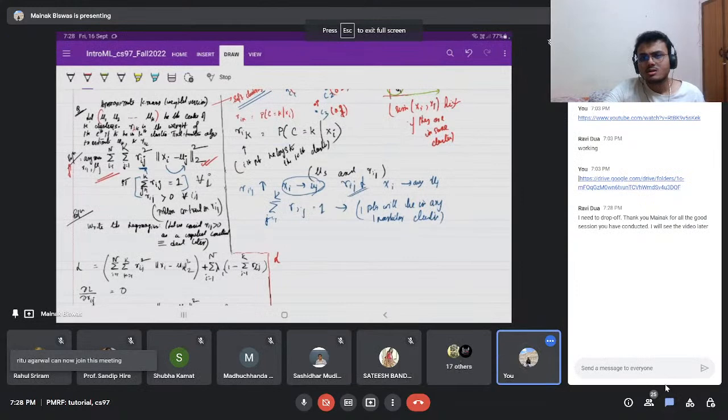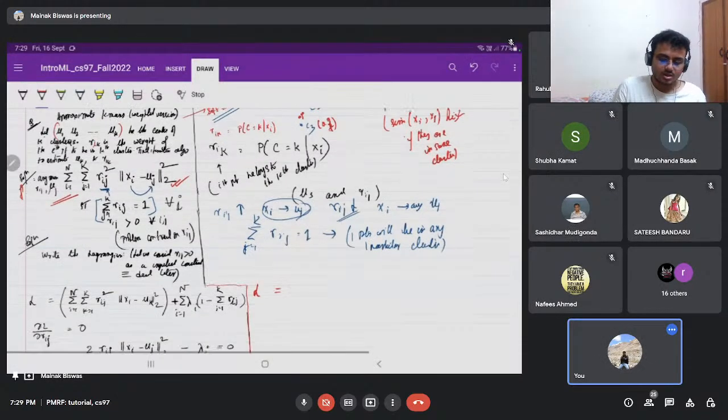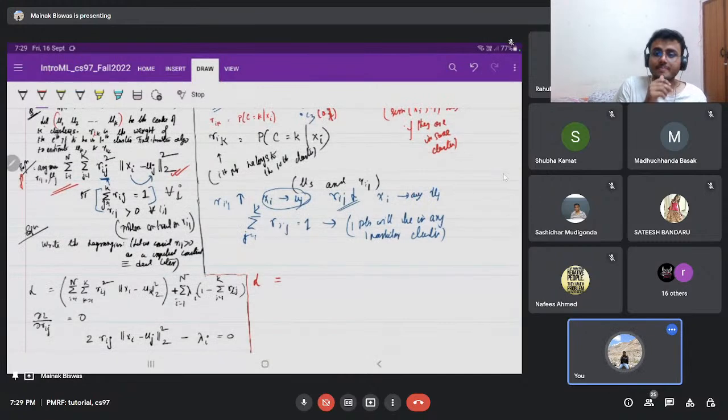Okay, sure. You can look at the YouTube video at your own time. That's not a problem. So you see, this Lagrangian can be written as the sum over i equal to 1 to n. I'm writing only this function. As I told you, this is f, and this is the constraint g. The sum over j equal to 1 to k of R_ij squared times x_i minus mu_j.